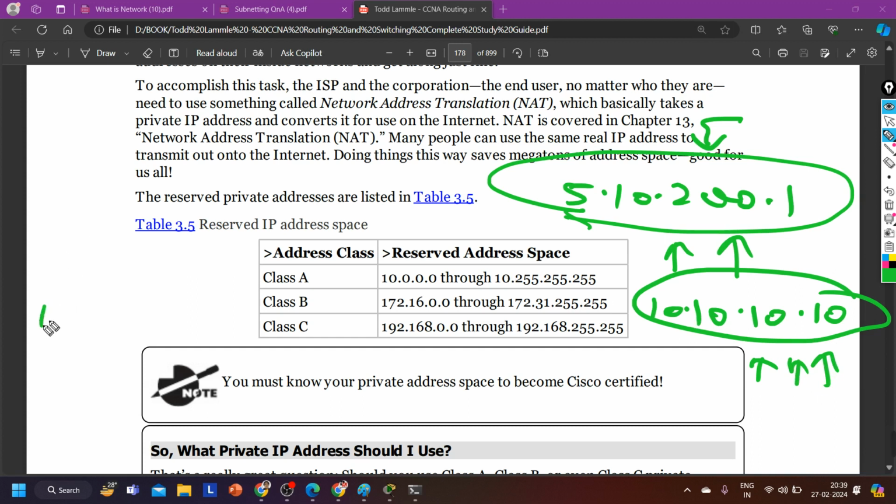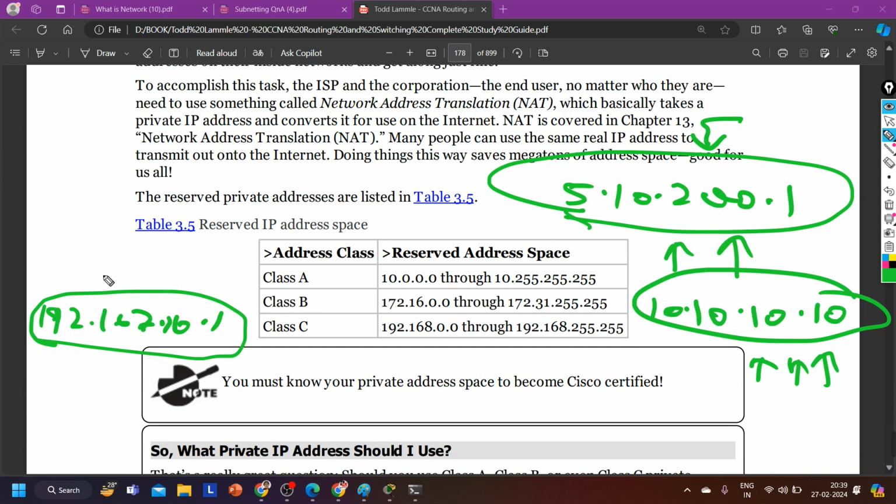And one more IP address, guys: 192.167.10.1. Which class does this IP address belong to? Class C. What is the subnet mask? 255.255.255.0. Very good. And is this one private or public?